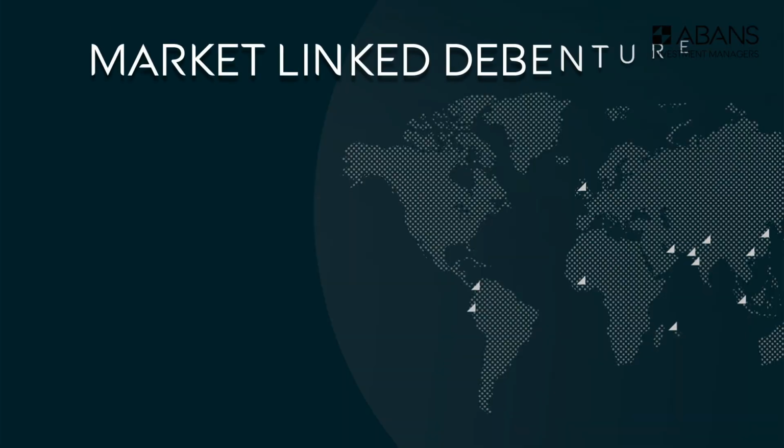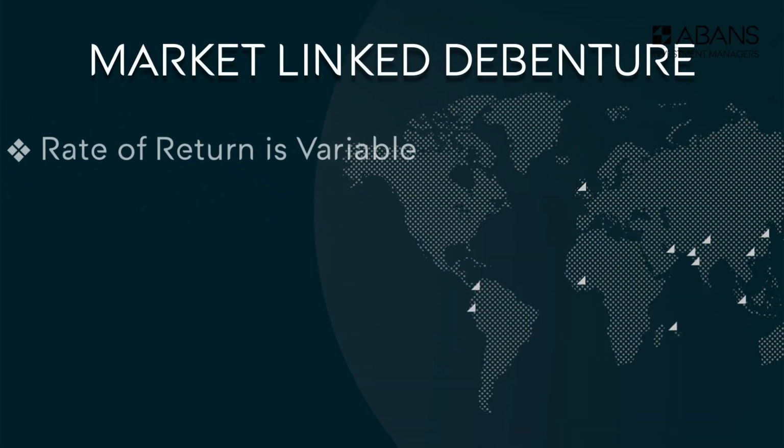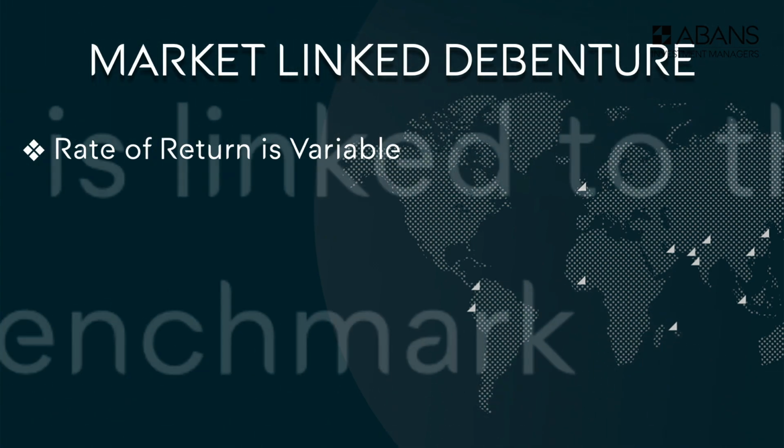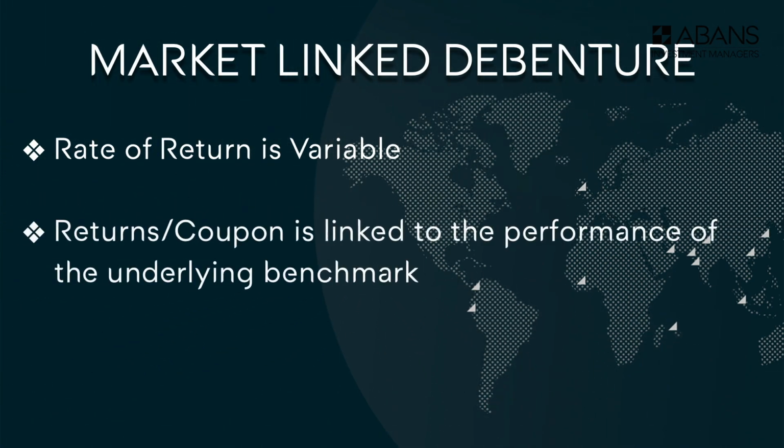It's a debenture instrument, but here the rate of return that you get, the coupon that you get, is not fixed. It is variable. It is dependent on the performance of the underlying index or a stock or a commodity. So if I say that the debenture is linked with the Nifty 50 index, based on the performance of the Nifty 50 index, the returns are determined. So that is how the coupon gets fixed for a market-linked debenture.